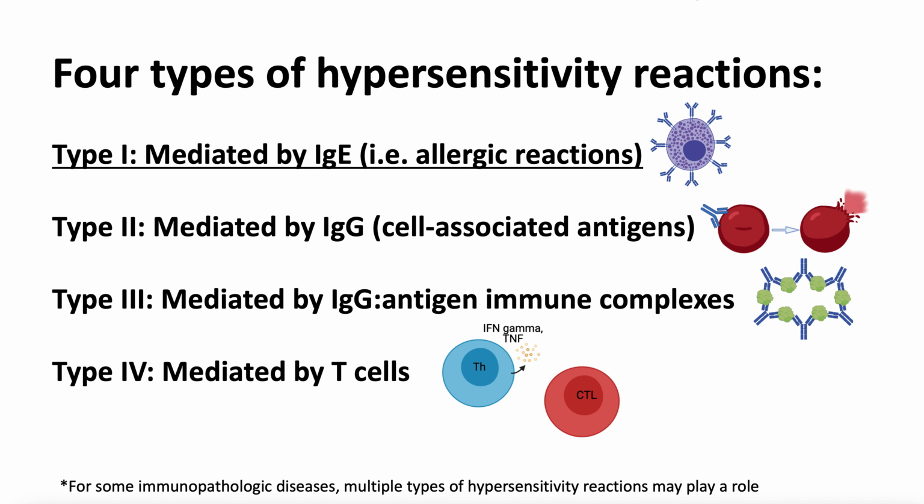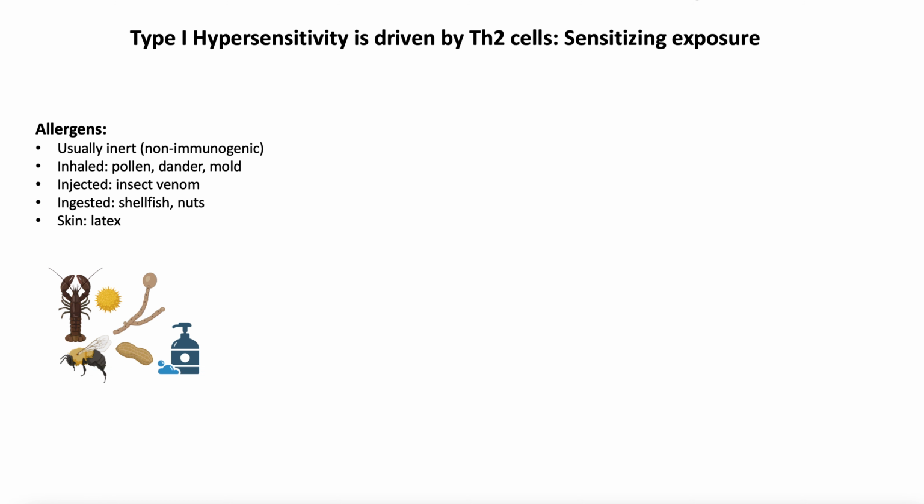So again, there are 4 types of hypersensitivity reactions. We're going to focus here on type 1. This is mediated by IgE, and IgE specifically induces the activation of mast cells and the generation of allergic reactions. So let's talk a little bit about how we get sensitized to generate these types of hypersensitivity reactions.